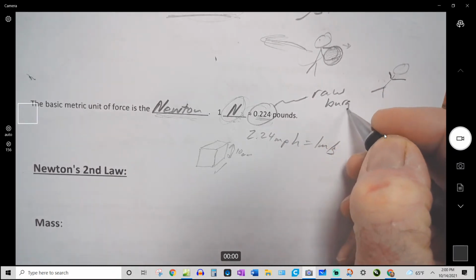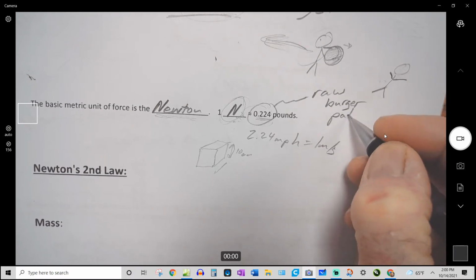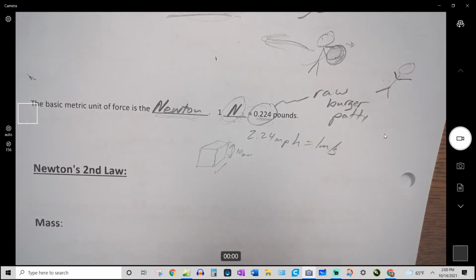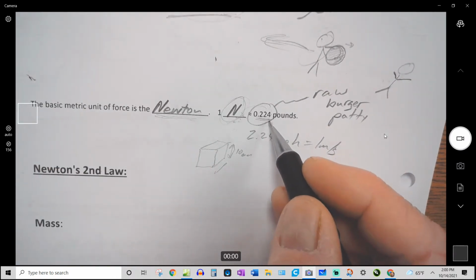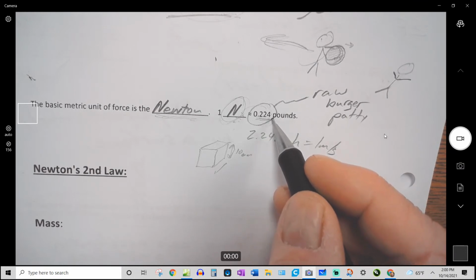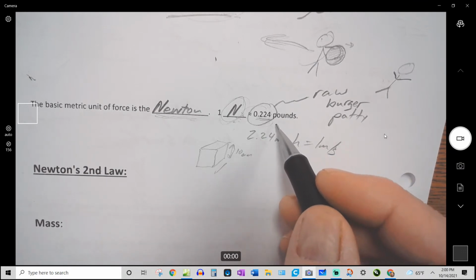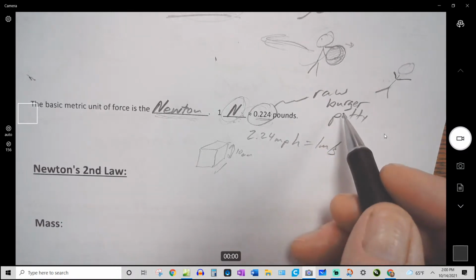Okay, moving on. But if you want to visualize this, I used to tell people to imagine a raw burger patty. Why can't it be cooked? Because if it's cooked, it dries out a little bit. A burger patty usually is about 1/4 of a pound. This is a little less than that. And if you cook one, then it dries out. So maybe it's not raw.